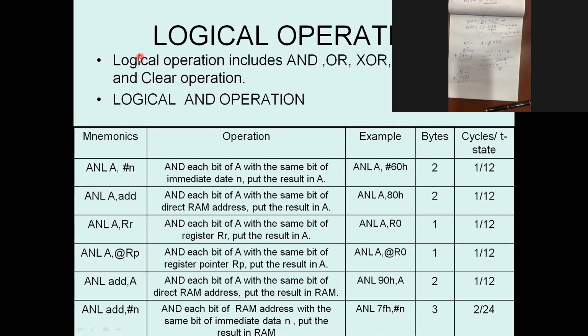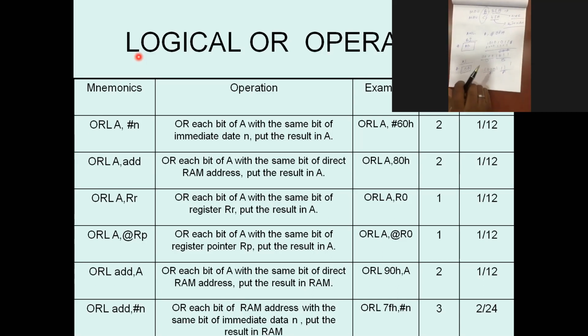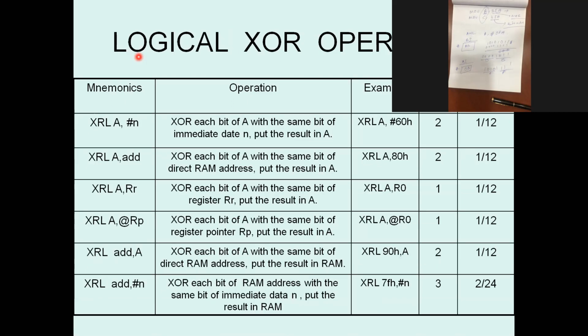Next, we are going into the next, ORL. ORL means OR operation, logical OR. Say 11110101 OR 10101011 gives the result AF. Okay. Next is XRL, meaning XOR gate. Same function, only XRL, XOR gate. Is it clear? Yes, sir.